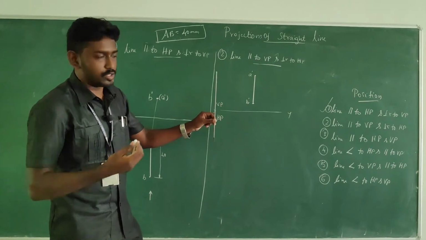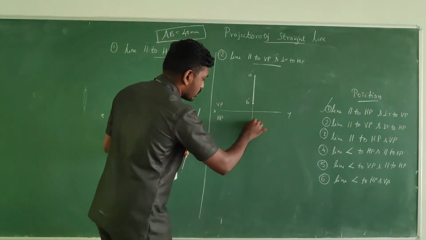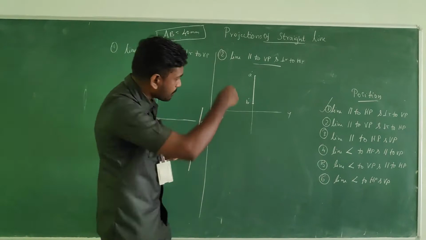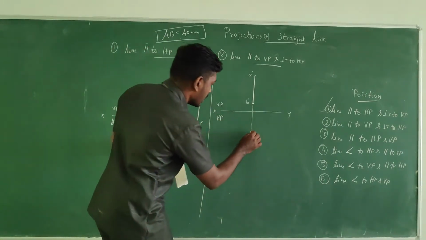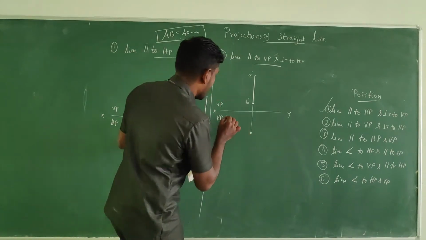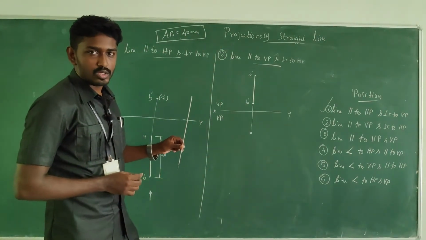How will you mark it? By taking the projector to the next plane. Just have a very thin line, something like this. And in the HP plane, you can make a dot.